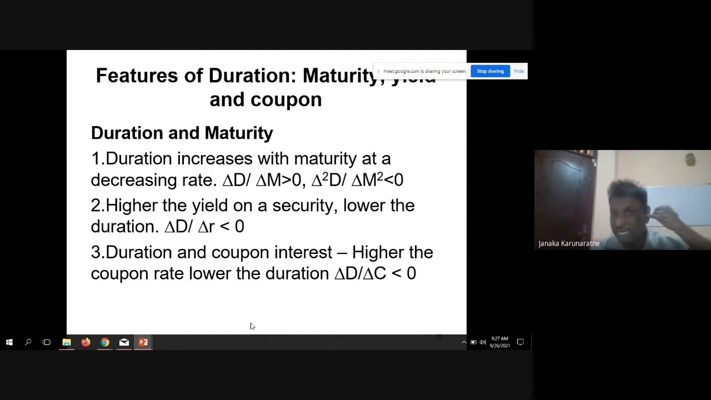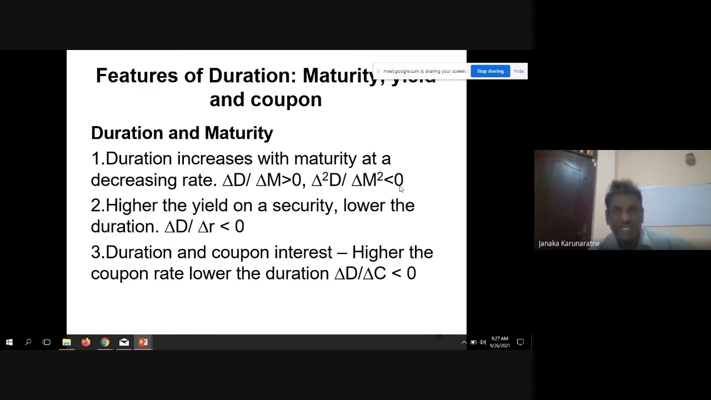In mathematical notation, and these are just for your explanation, don't worry, those who have done mathematics know: delta D divided by delta M is greater than 0. The first differentiation is greater than 0, but the second differentiation is less than 0, meaning the rate will be slower. So when maturity increases, duration also increases at a slower rate.